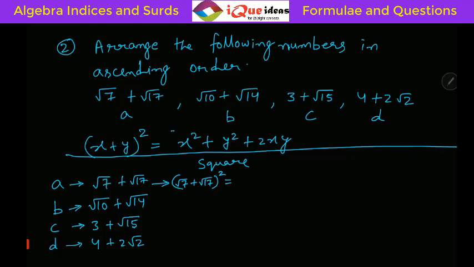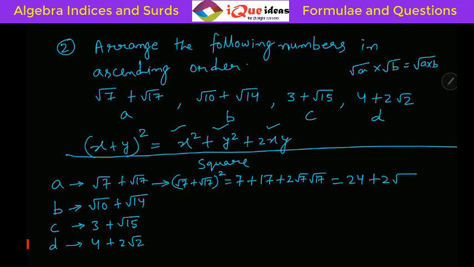Now, from this formula, x square plus y square plus 2xy, what do we get? Root 7 square is 7. Root 17 square is 17 plus 2 root 7 into root 17. This gives us 7 plus 17 is 24 plus 2 root 7 and 17 will be multiplied. We have studied earlier that root of A into root of B can be taken as root of A into B, so they'll combine and give us 7 into 17, that is 119. This is the square of the first number.